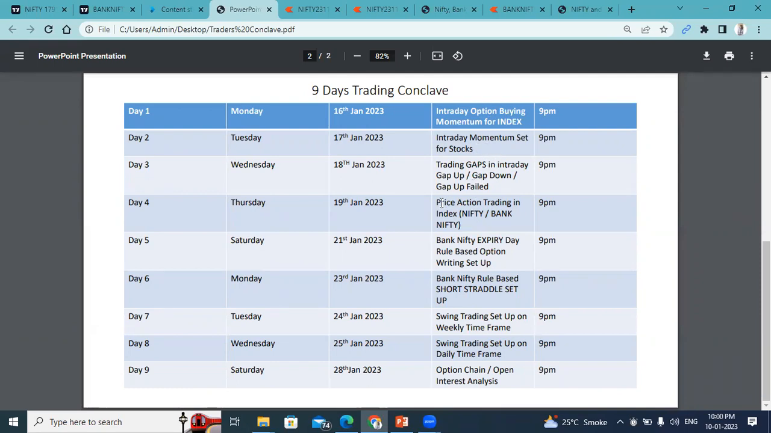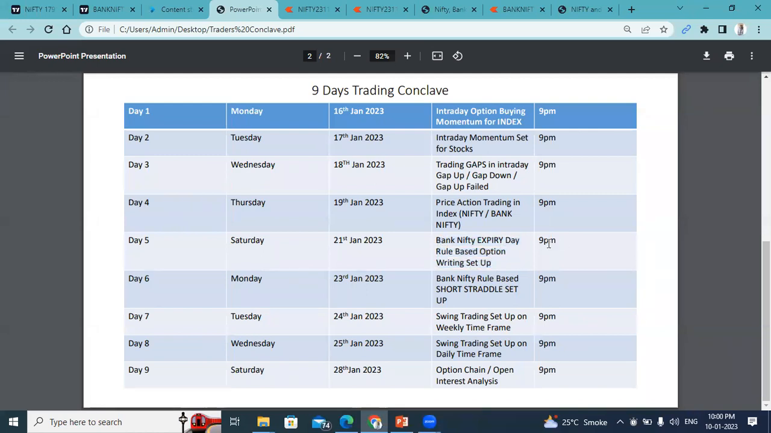Okay, day 4 we will learn price action trading in Nifty Bank Nifty. Again we will use CPR because CPR works very well when it comes to index. Okay, day 5 you will learn option selling setups. I will also cover option writing in this program. So if you are interested in option writing, you can do option writing on every Thursday. This is Bank Nifty expiry day. You don't have to do analysis. You don't need to do analysis.